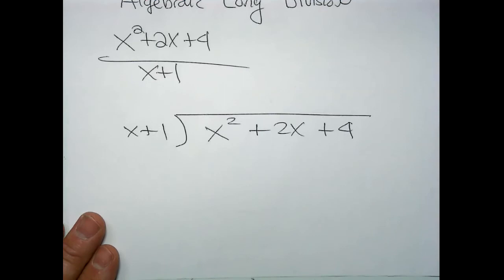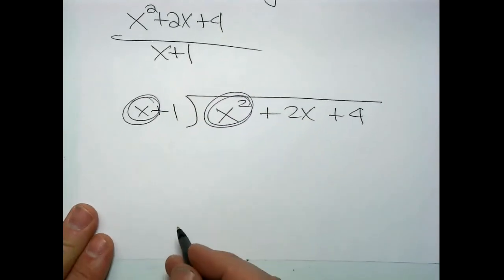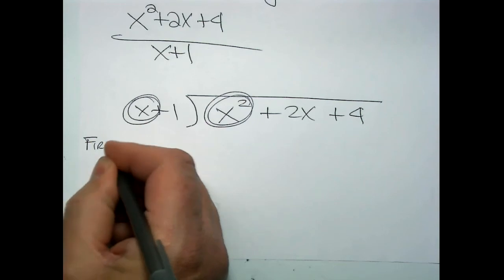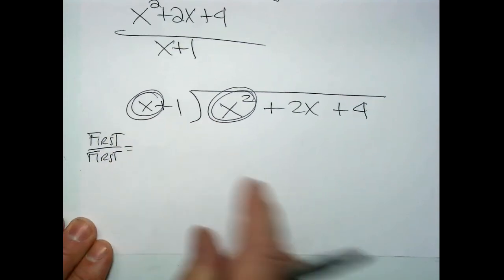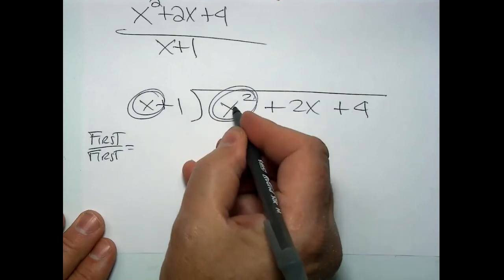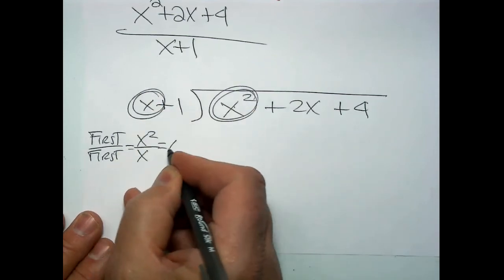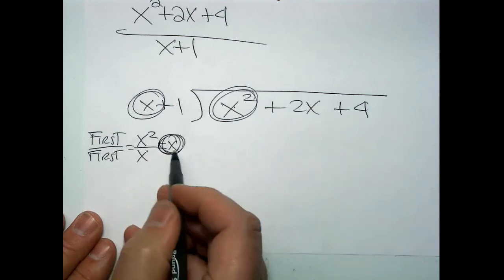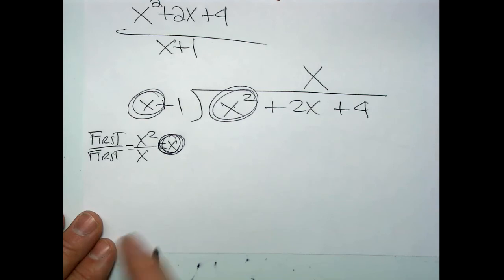Now, how does long division actually work again? What's the first thing you do? And that is a clue. It's first over first. And that's the only division you'll ever do. So first is x squared from here divided by first, which is x from here. And I got an answer. Now, where does my answer go? Up here on the answer line, right above my x's.